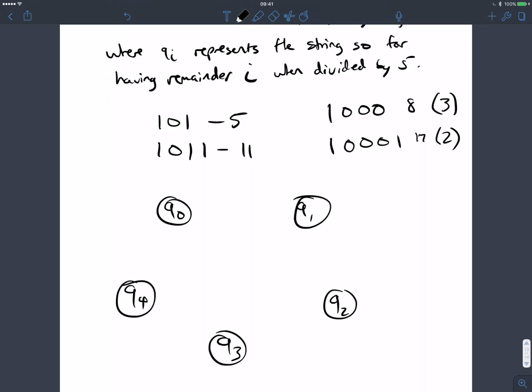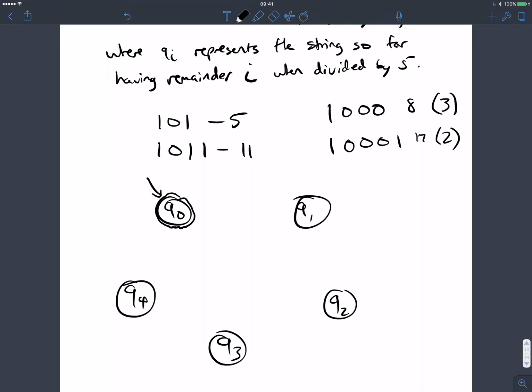Q0, because if I haven't read anything, that represents the number 0. So I should start here. And it should also be the final state because I want to be divisible by 5, which means 0 remainder. So that should be the only final state.